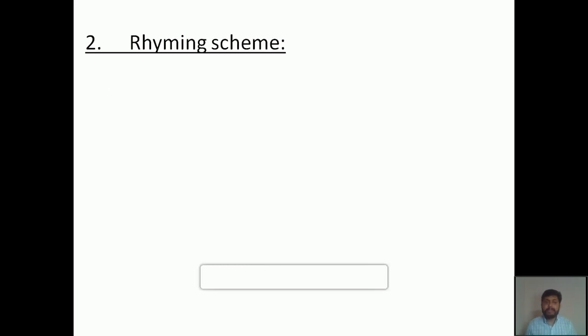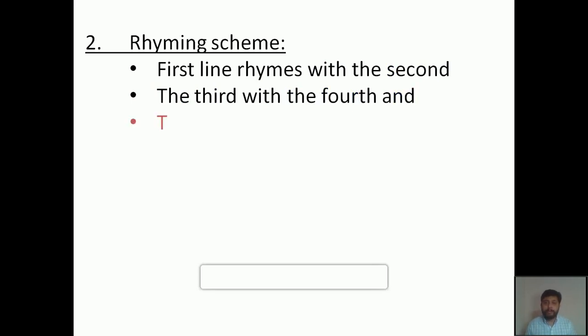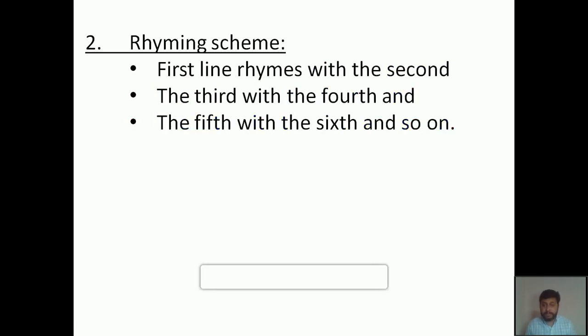Now the next feature is about rhyming scheme. Of course, in this poem he has used a rhyming scheme. It is something like the first line rhymes with the second, the third with the fourth, and the fifth with the sixth, and so on. So this is the rhyming pattern which he has followed in this poem. Let's see the example.